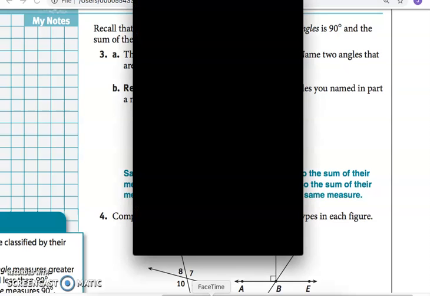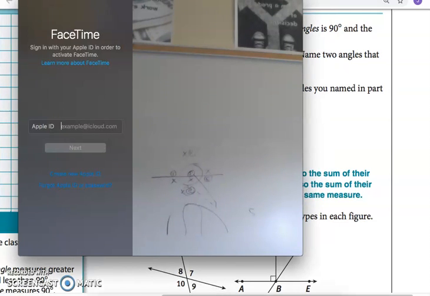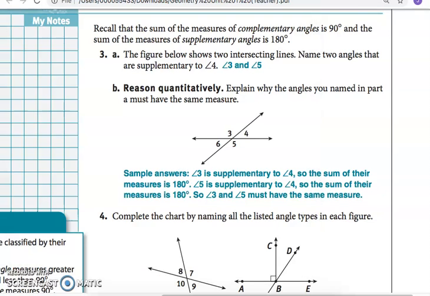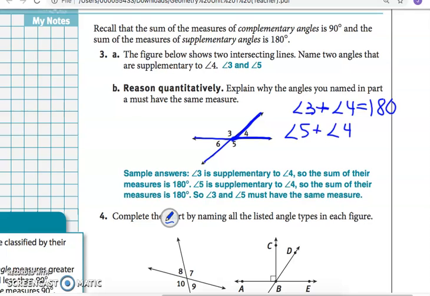Now part B says explain why the angles you named in part A must have the same measure. So if angle 3 is supplementary with angle 4, that means that 3 plus 4 equals 180. Angle 3 plus angle 4 has to equal 180. But we said also that angle 5 and angle 4 are supplementary. So that means angle 5 plus angle 4 has to equal 180, right?